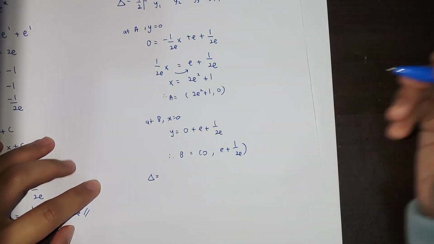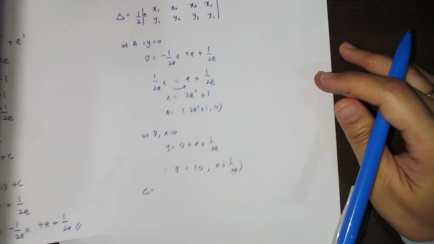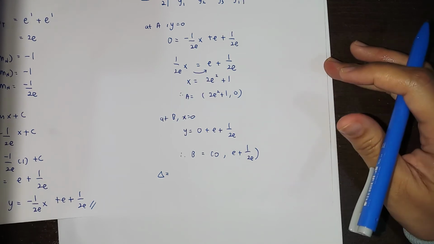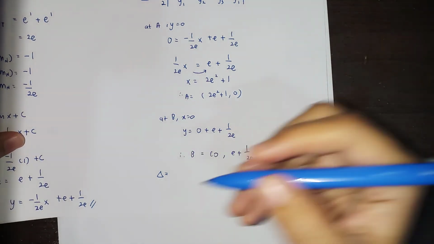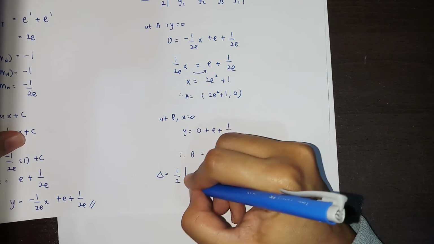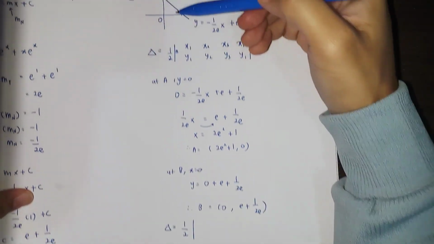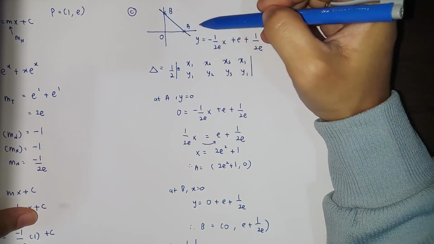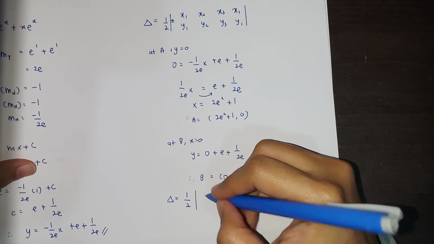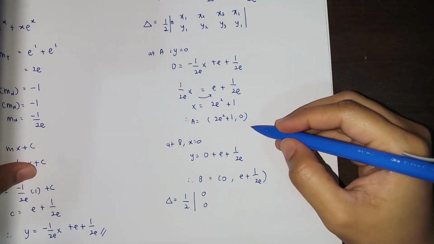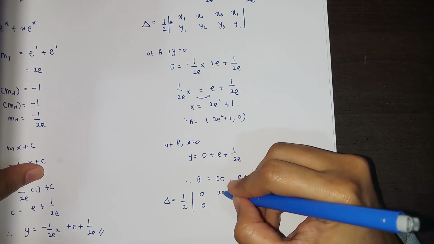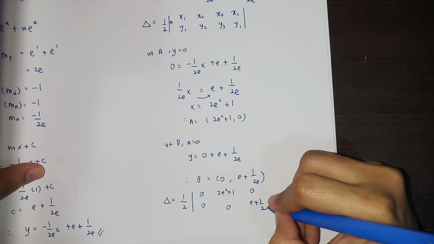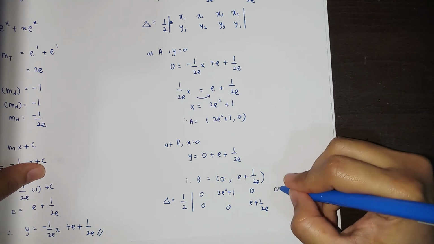Area of the triangle, I don't want to solve it. I want you guys to solve it because this is just maths skill, where you need to multiply polynomials and unknowns together. The area of the triangle is just 1 over 2. We need to calculate the area of this triangle, meaning we are considering the coordinates 0, 0, then A, then B. I put the first one 0, 0. The second coordinate is A, which is 2e squared plus 1 and then 0. B is 0, e plus 1 over 2e. And then we repeat the same coordinates again, 0, 0.